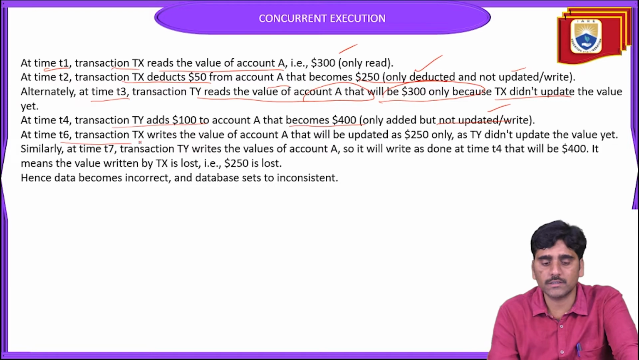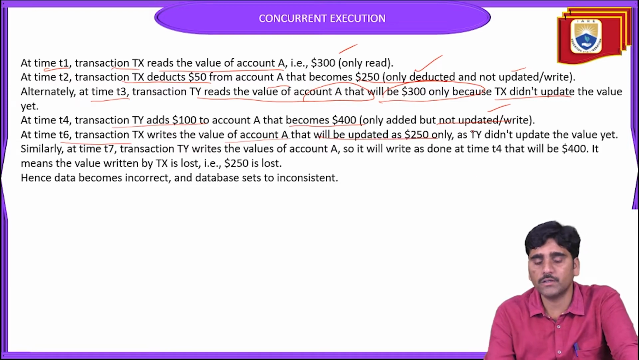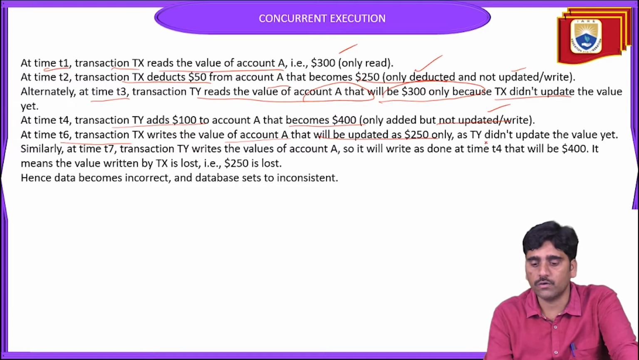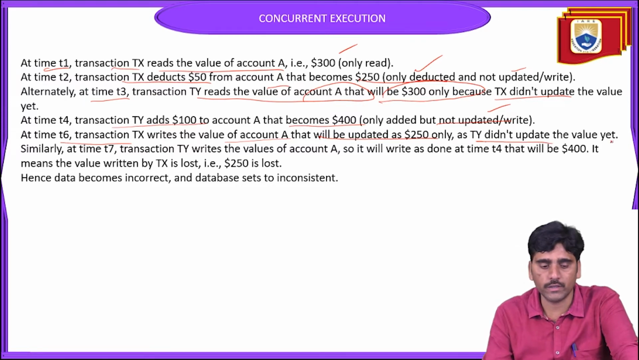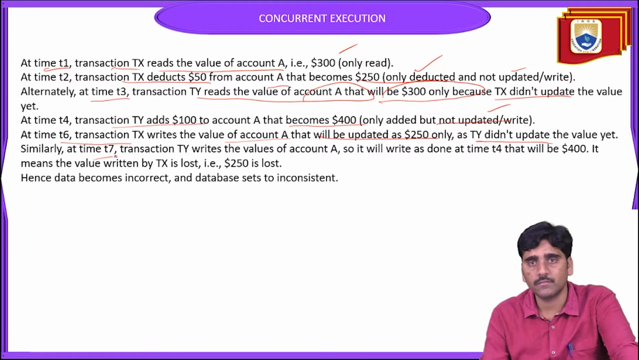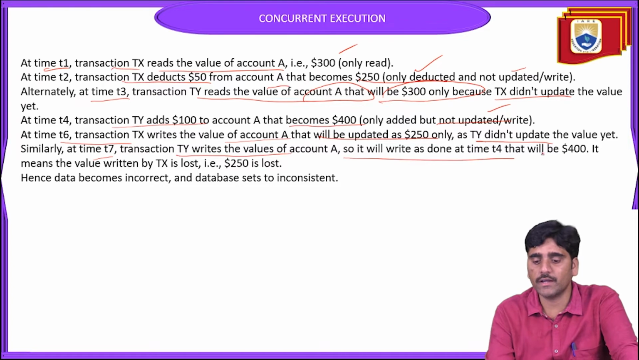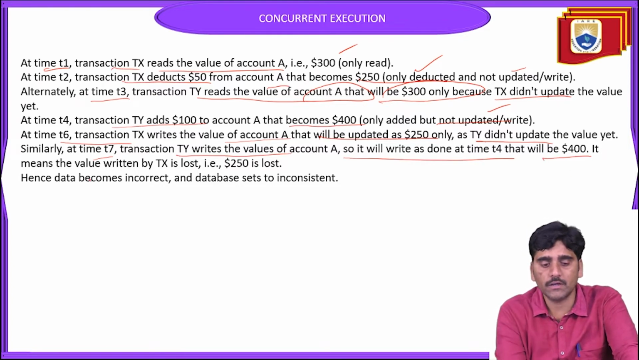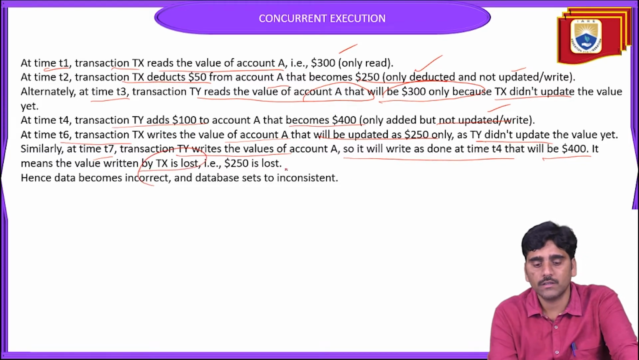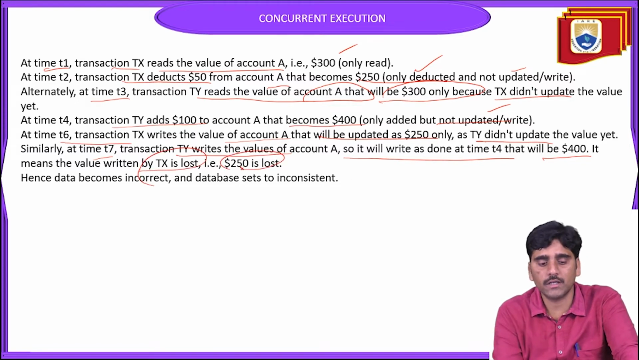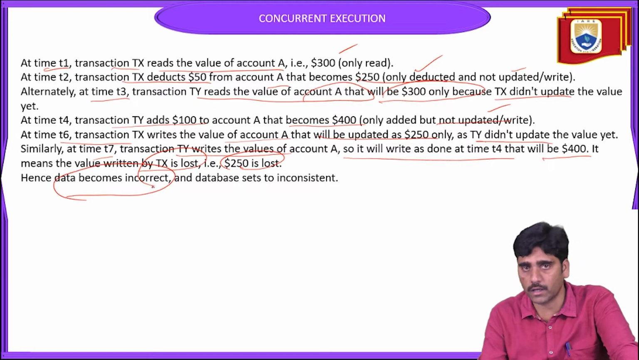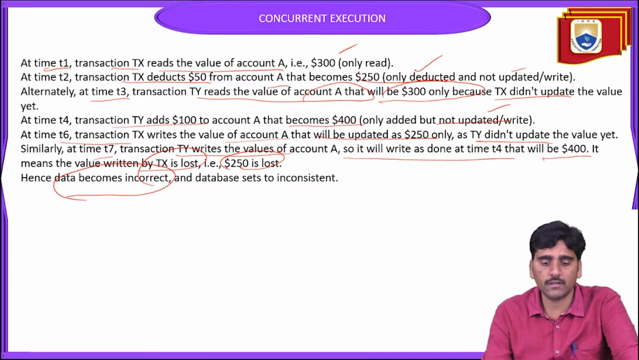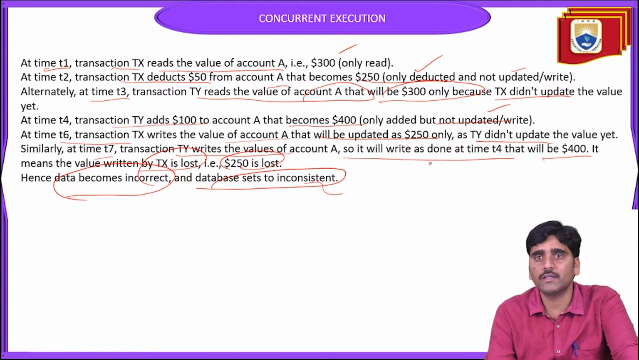At time T6, transaction TX writes the value of account A, that will be updated to 250 only. So TY did not update the value yet. Similarly, at time T7, transaction TY writes the value of account A, so it will write what was computed at time T4, that will be 400. So the value written by TX is lost, that is 250 is lost. Hence the data becomes incorrect and the database becomes inconsistent.